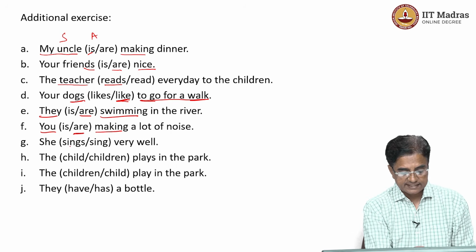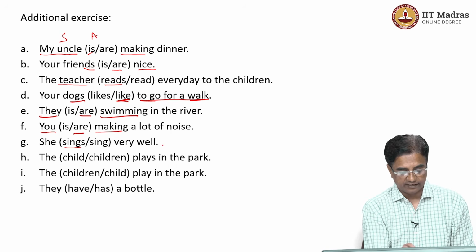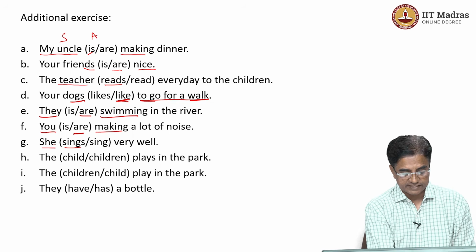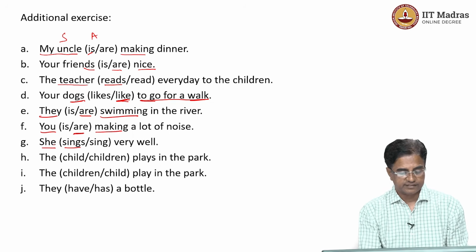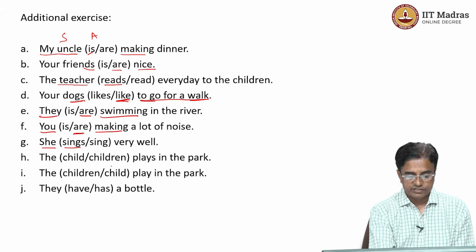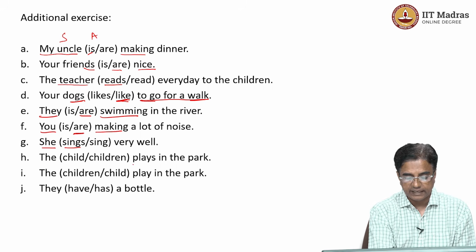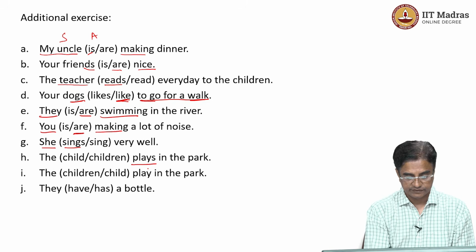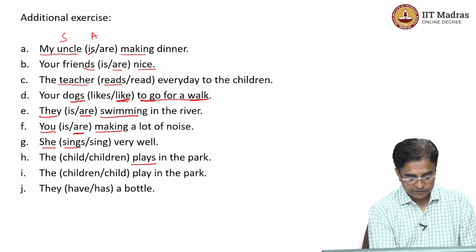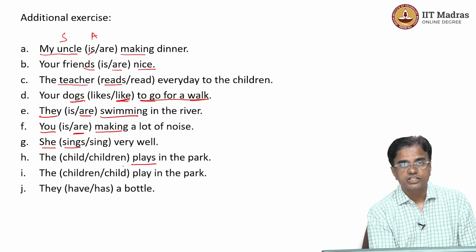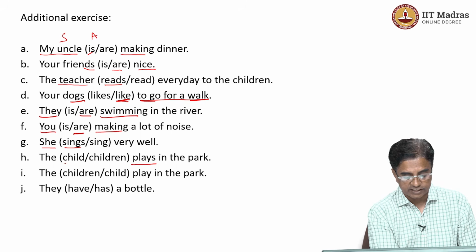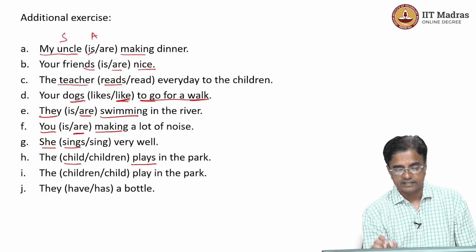She sings well, very well. Because she is singular, so sings very well. So now you need to pick. So the sentence says plays. So this is singular. In the park. So what is singular? Child or children? Children is plural. Child is singular. So the child plays in the park.